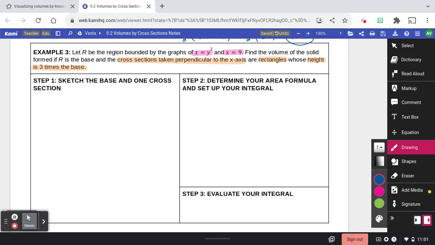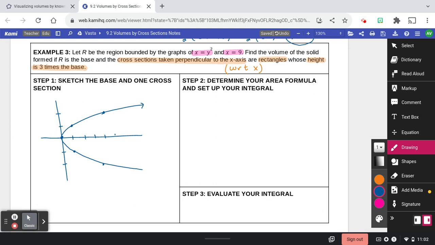Now, right away, when I see that it says that my cross sections are perpendicular to the x-axis, I'm immediately thinking with respect to x. I'm also thinking we need to try to sketch a picture here. So I'm going to go ahead and sketch a picture of x equals y squared. X equals y squared looks like this. It's just a sideways parabola. So it's just going to be a parabola that's turned sideways because it's the y that is squared and not the x that's squared. Now we're going to 9.